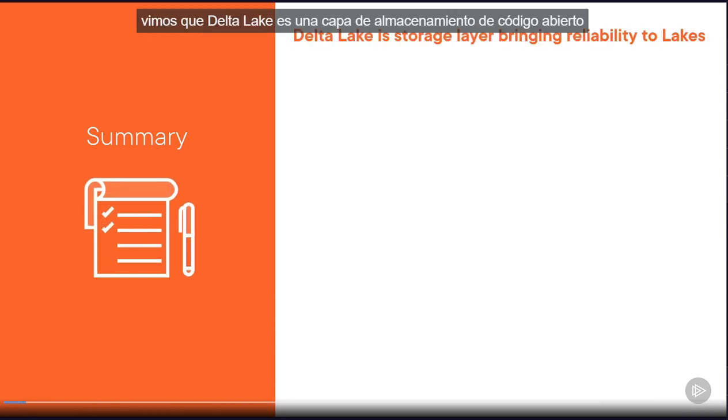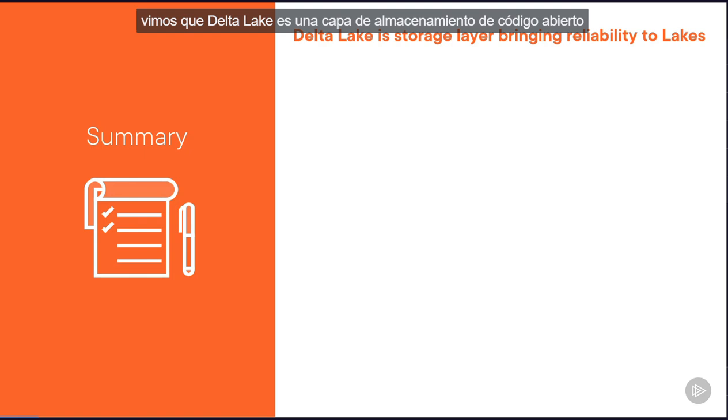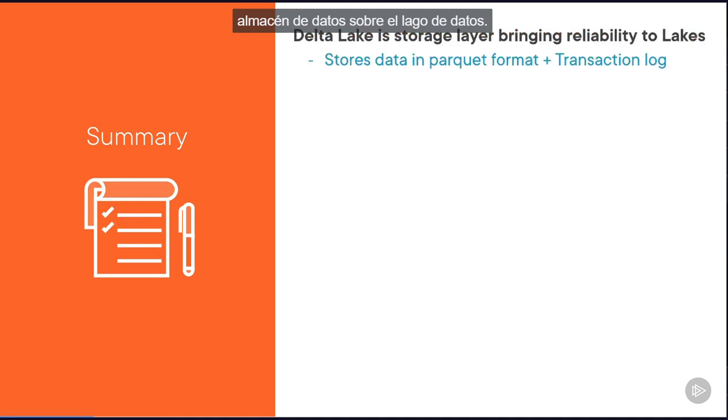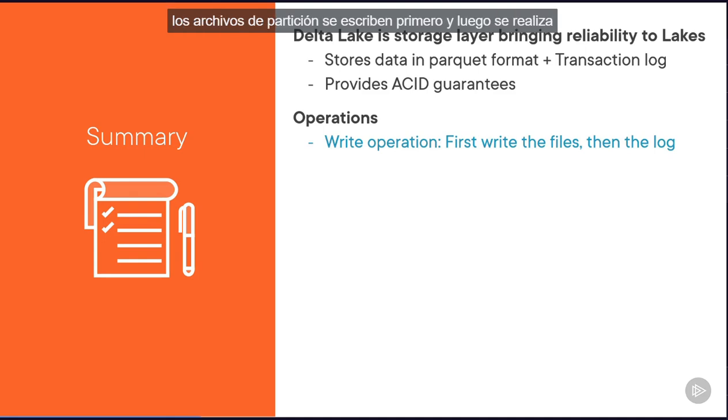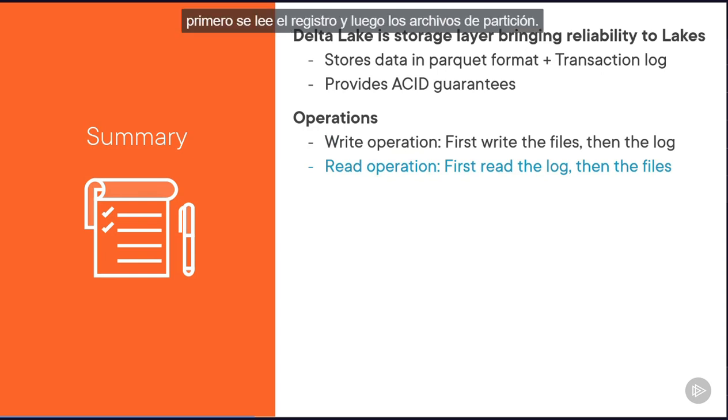In this module, we saw that Delta Lake is an open source storage layer that brings reliability to data lakes. And it can help to build data warehouse-like features on top of Data Lake. Now when we store the data in Delta Lake, the data is actually stored as Parquet files. But along with that, it also stores the transaction log. And this helps to provide ACID guarantees on Delta Lake. Then, if we write the data in this format, the partition files are written first, and then an entry is made into transaction log. And in case of reads, the log is read first and then the partition files.